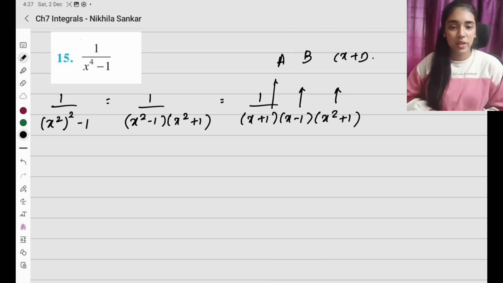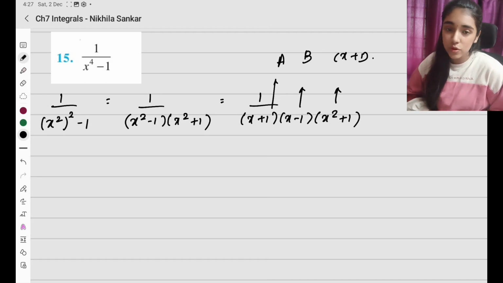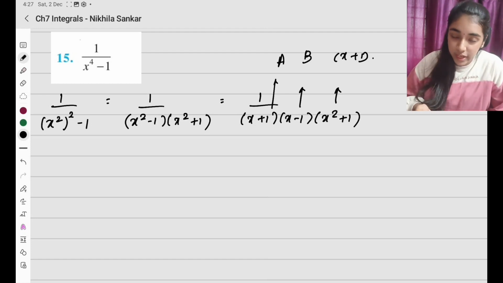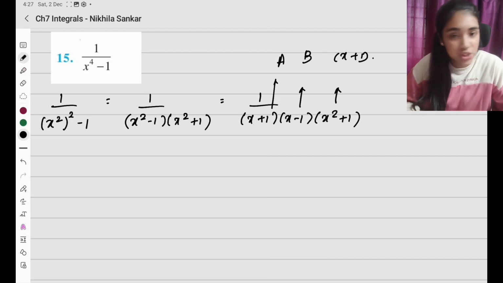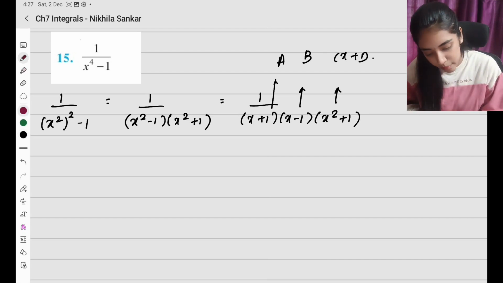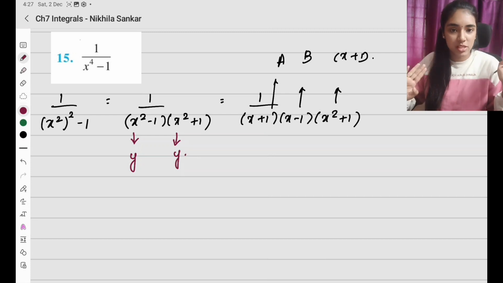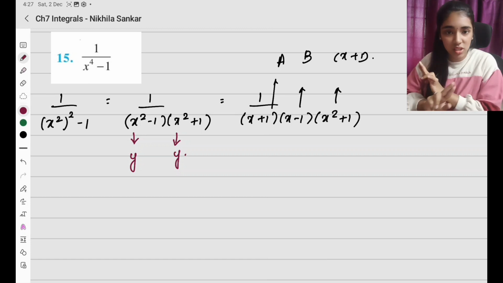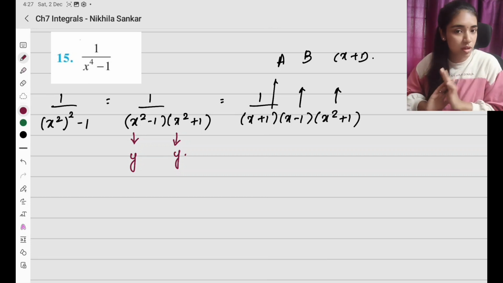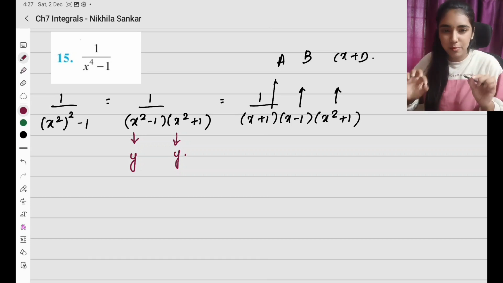So instead what am I going to do? I am going to put a value for x square. I am not going to substitute. I am not going to change the variable x. Instead I am going to write x square as y. Before you integrate, you have to change back the variable to x square. Okay, always remember I am not changing the variable of differentiation or variable of integration.